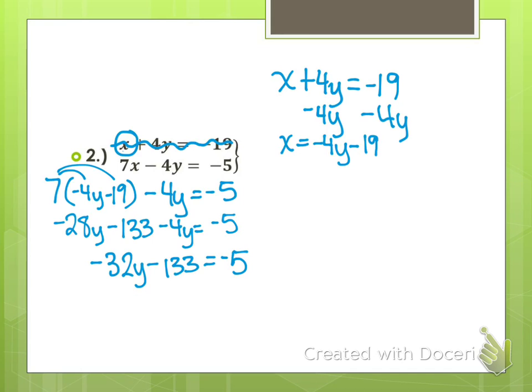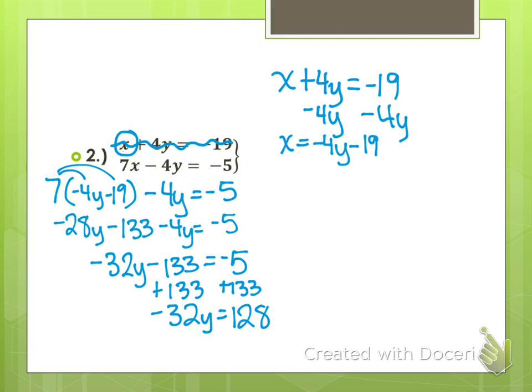We have to keep solving to get y by itself. Keon, what happens next? We're not ready to divide yet. First thing we've got to get rid of this. Good, we add the 133 to both sides. Negative 32y equals... Natalie? 128. Okay, they've got different signs, so we subtract and keep the sign of the bigger number. So that's how we end up with a positive 128.